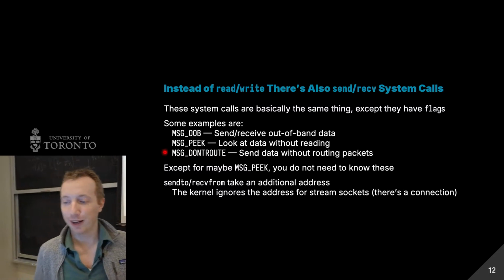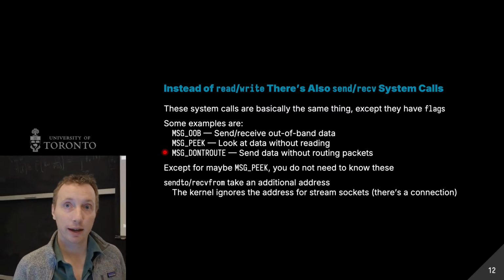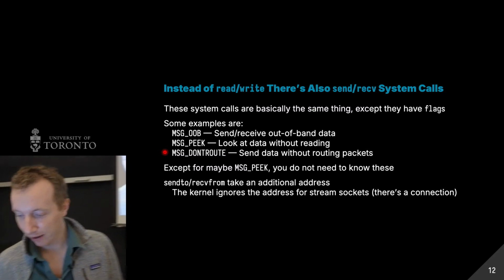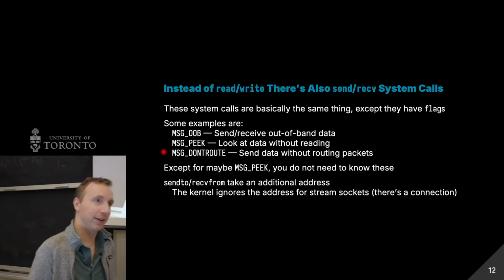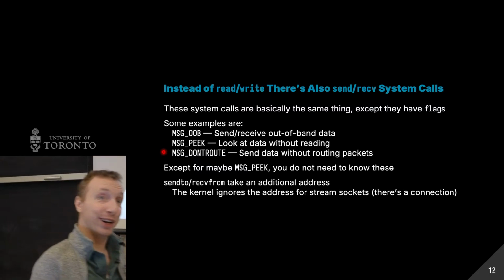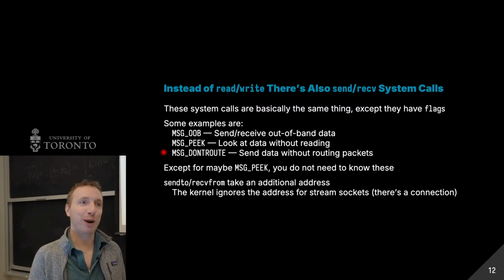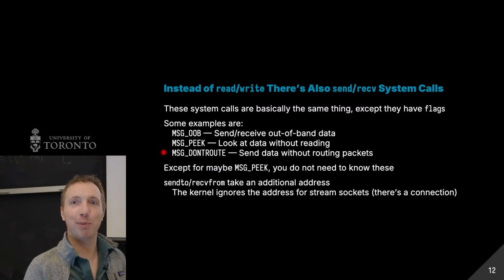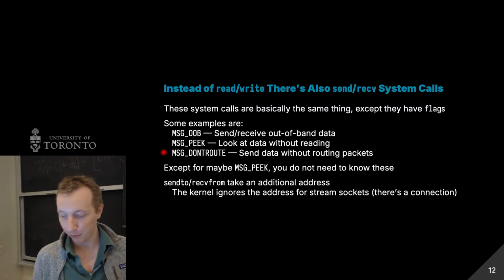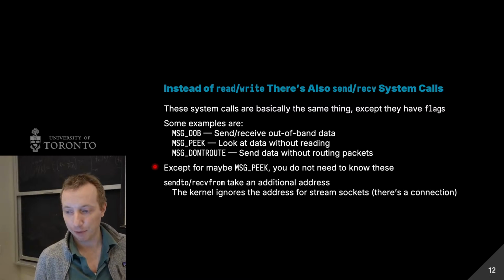And then there's this weird thing, don't route, so send data without routing packets. That might seem weird if you expect routing to happen when you're connecting to a web server. Basically, why this is here is because routers are also done in software, so you need a way to write software for a router, and you don't want your router to route, otherwise you will probably get yourself in an infinite loop. So if you need to implement a router, you have to use this don't route. You probably will never use any of these except for message peek.